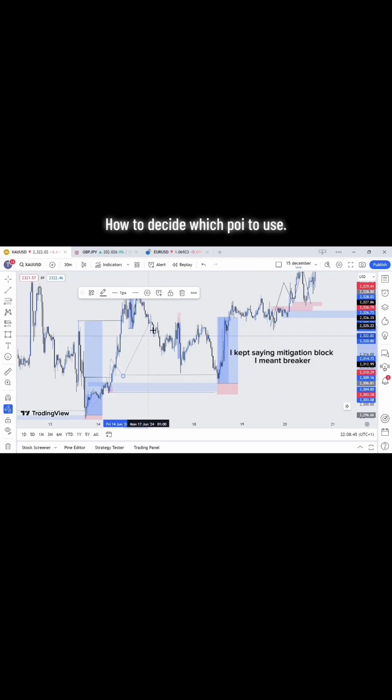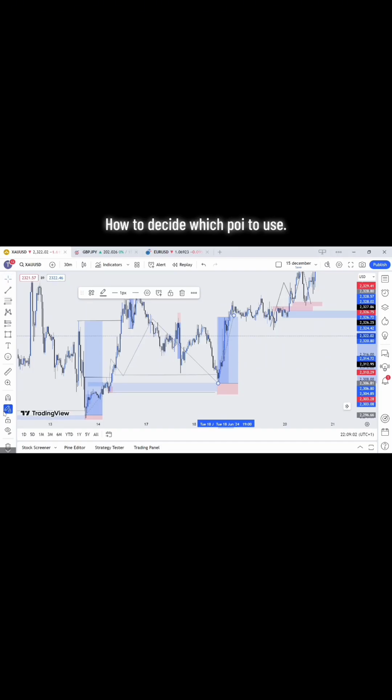As price went up again and came back to sweep that liquidity, that first pullback, it used the mitigation block to buy. Why? Because the first time market pulled back, it didn't touch that breaker block. It didn't touch it, meaning that this breaker is still valid.